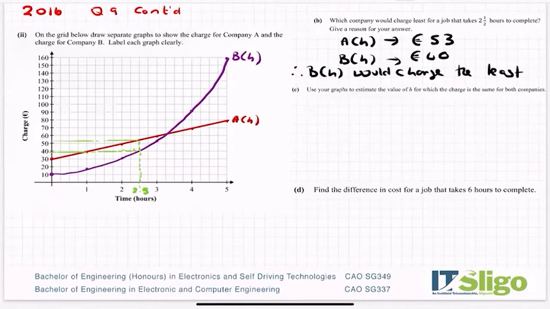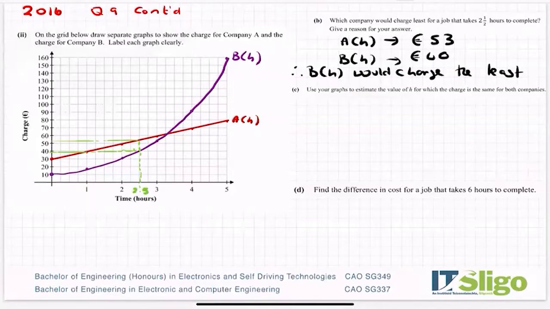So the time for a functions question obviously goes into the graph. Okay, that eats up time. So you have to have practiced a good few graphing questions so that you are able to do it pretty fast. C, use your graph to estimate the value of H for which the charge is the same for both companies. And the other thing I'll point out is that an awful lot of the questions will have estimate because we're reading values off a graph, so it's not accurate. Okay, so that's why a lot of the questions will say estimate.